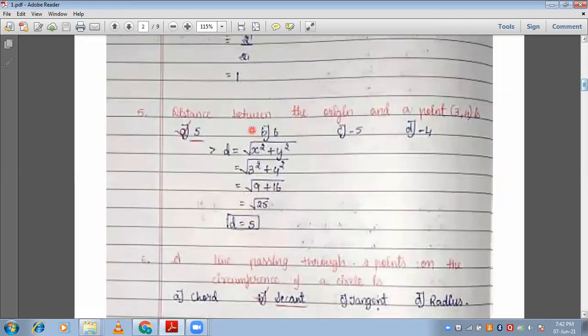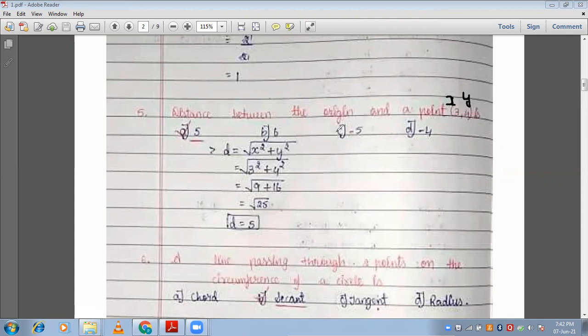Fifth question: the distance between the origin and the point 3, 4 is dash. As we know the distance formula from the origin, d is equal to square root of x square plus y square. Here, this is the x value and this one is the y value. The value of x is 3 and the value of y is 4. So 3 square plus 4 square, 3 3s are 9 plus 16 is 25. Square root of 25 is 5.